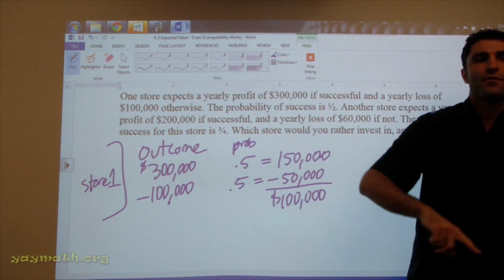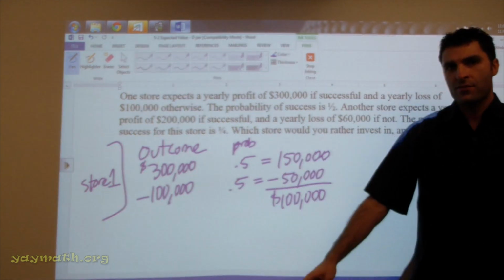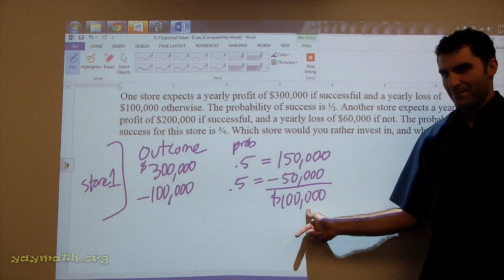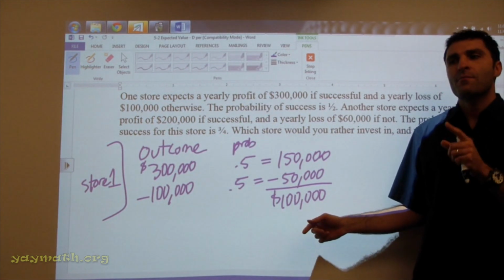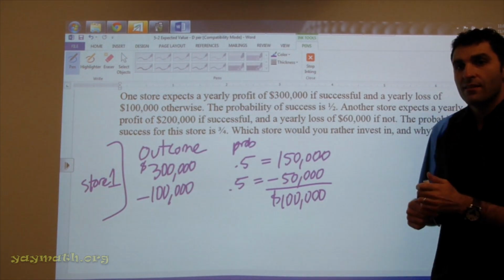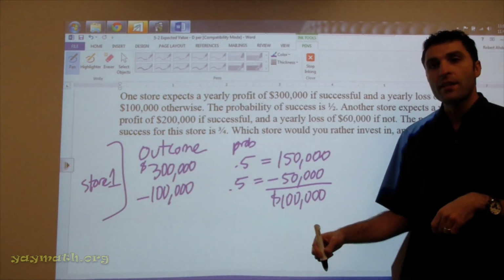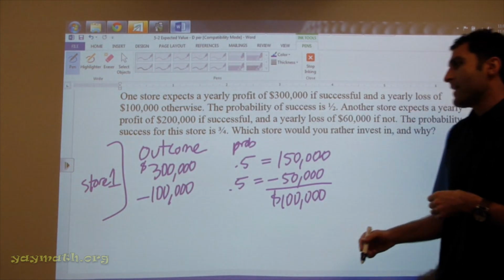Let's say you did this for 30 years. You invest in this restaurant and you average a gain of 100,000 per year. 30 years, 100,000 per year. It's a lot. So yeah, that would be 3 million. Okay. Now let's do store two.